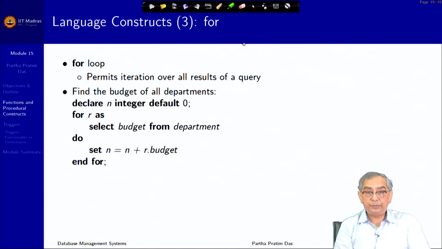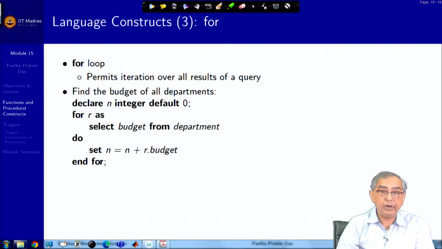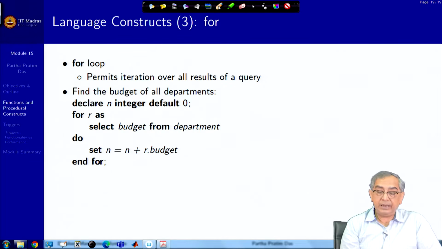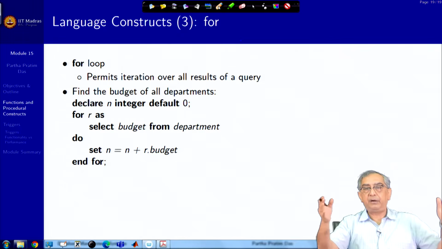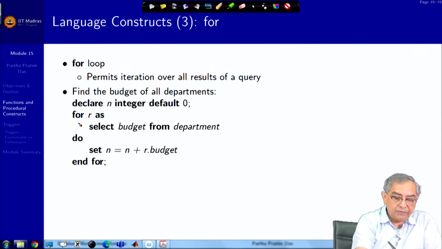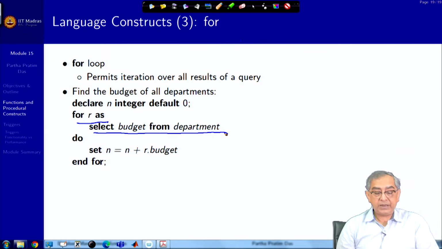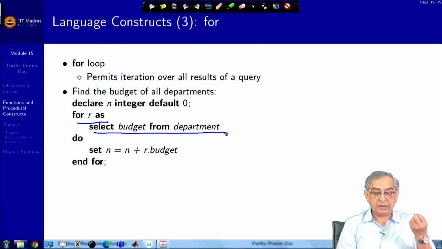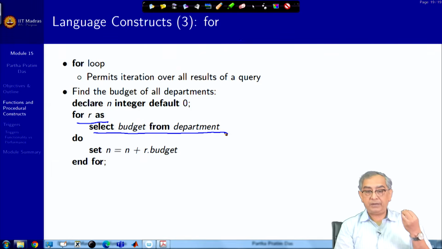You have a for loop. So, for R as, this is more like what you have in a language like Python, not exactly in C. In C you have a very complex structure, but here you say for R as select budget from department. So, it is an SQL statement. So, you have got the budget. What you have got in R is a relation. So, you have got that relation.